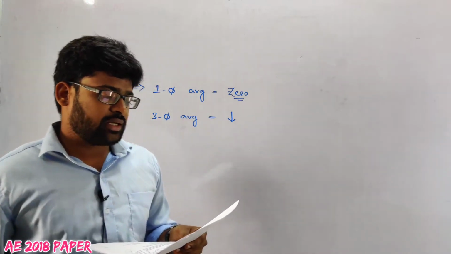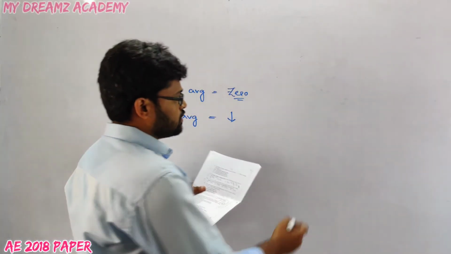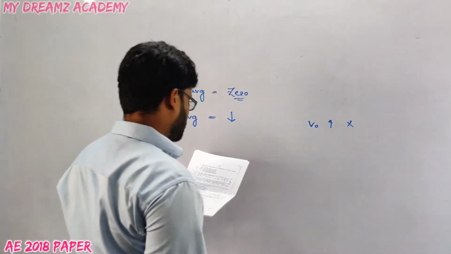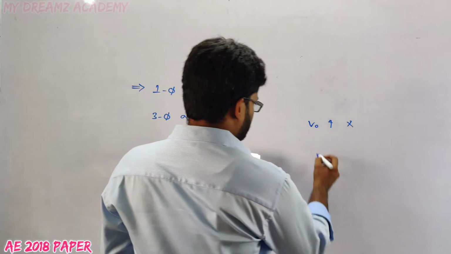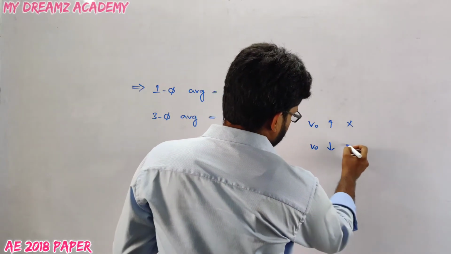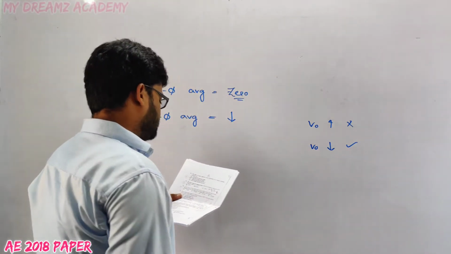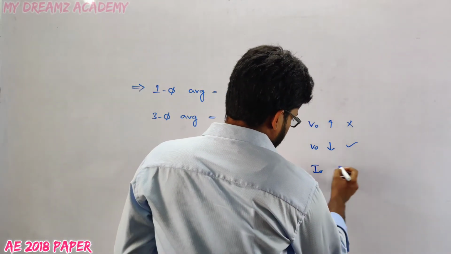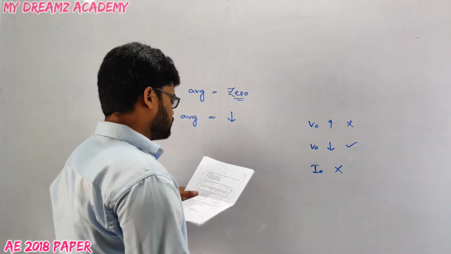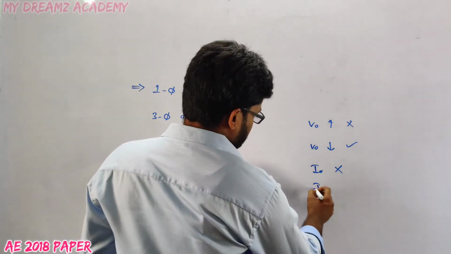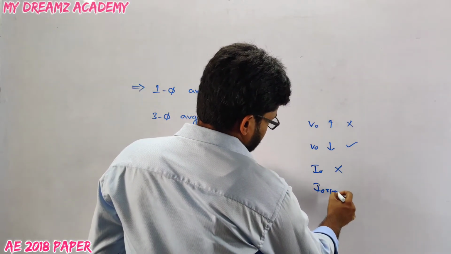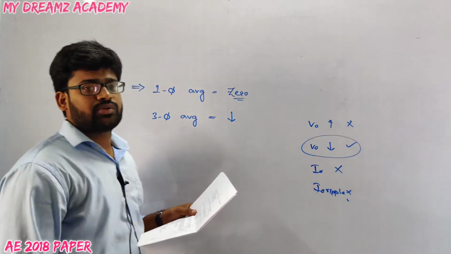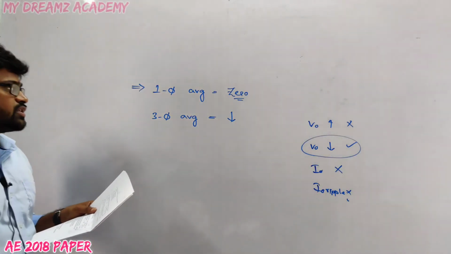Option A, increase the average load voltage. Average load voltage will not increase, so option A is wrong. Next, reduce the average load voltage. Yes, this is correct. Make the load current continuous. No, it will become discontinuous. Remove the ripples from the load. No, this is also wrong. So which option is correct? It will reduce the output voltage.